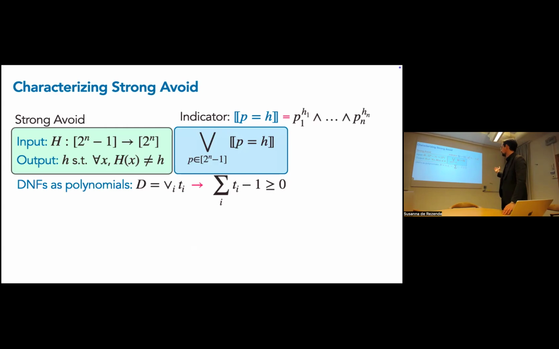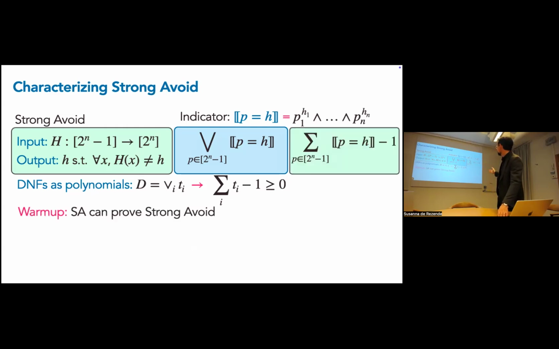And then you can encode this as a polynomial. Each of these is a small polylog width term. So if you have an OR of terms, you can encode that as saying the sum of the terms has to be at least 1. So you get this encoding, and the 1 is cut off. So it's pretty simple to see that Sherali-Adams can prove strong avoid.